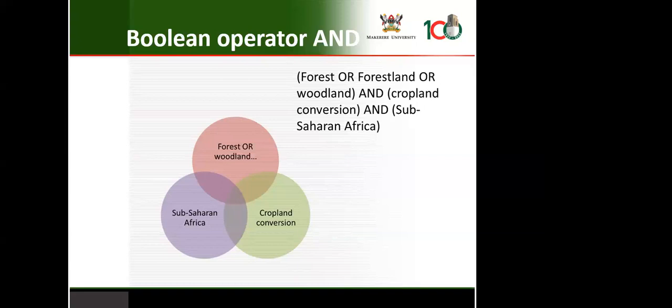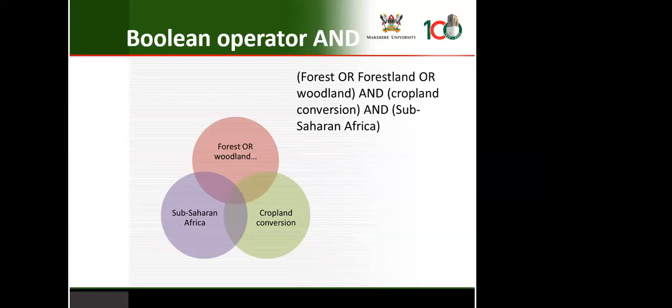Then I go to the next concept, which is Sub-Saharan Africa. So as I am combining the different concepts, I am using Boolean operator "and". But within there, the concepts that have synonyms, I am combining them with "or". Is it clear? It will be clear by the time we finish. So if you look at this, I picked my first concept, which was forest or forest land or woodland, and combined it with cropland conversion, and combined it with a setting, which is Sub-Saharan Africa.